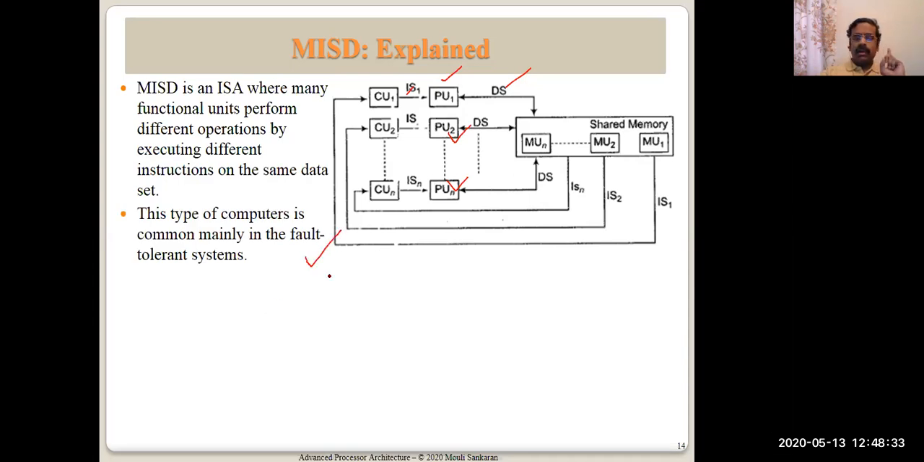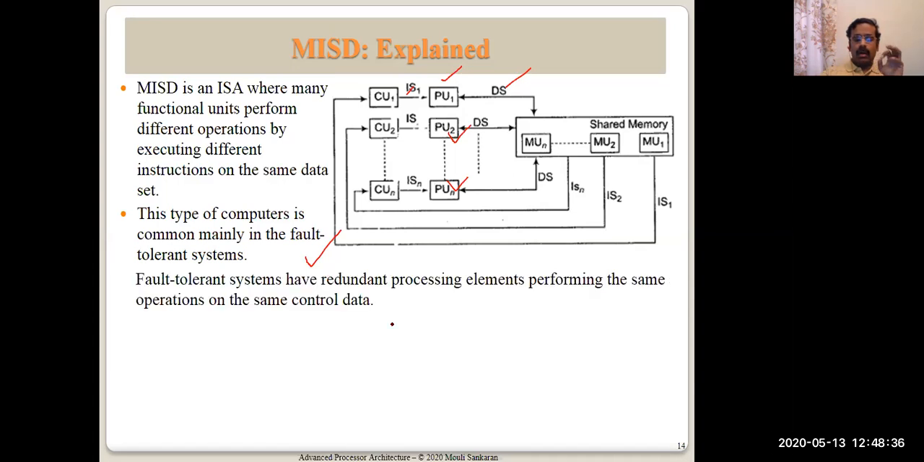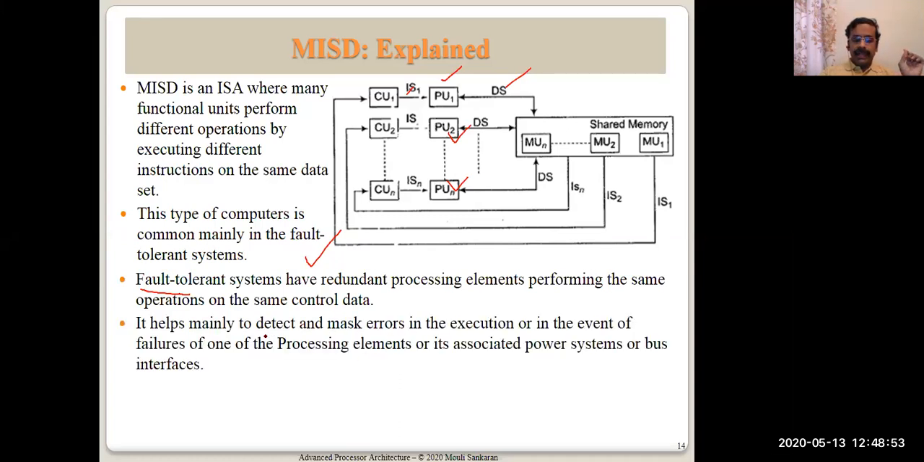I explained about fault tolerant systems. I will give you how it works with an example, so do not worry about it. A fault tolerant system has redundant processing. In the flight, I told you that it will have redundant processors. In case one fails, the other one will take over. It is to detect any error as well as mask that error. Mask means suppress that error so that the system functions properly. So we normally have multiple redundant processing elements, so that if one of them fails, the whole system does not come down.